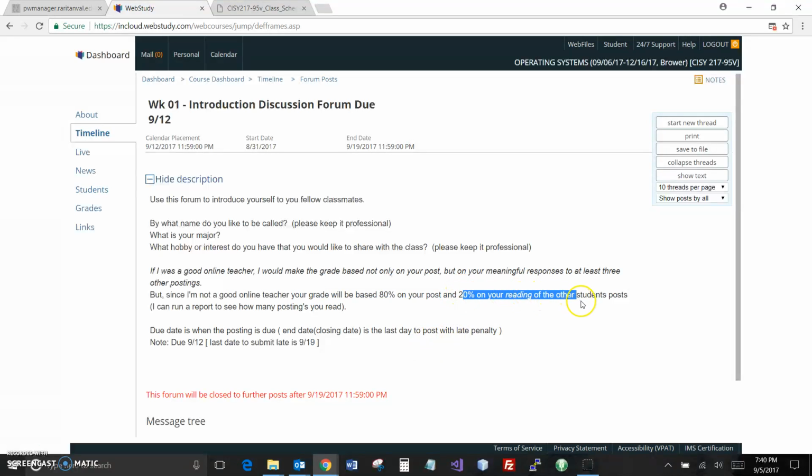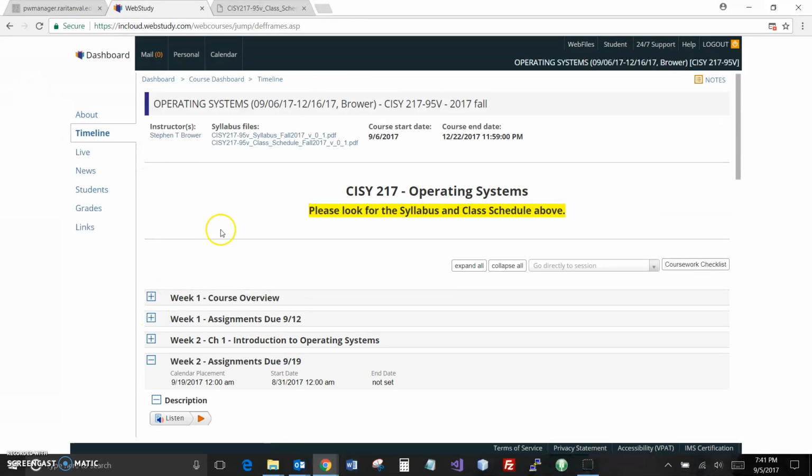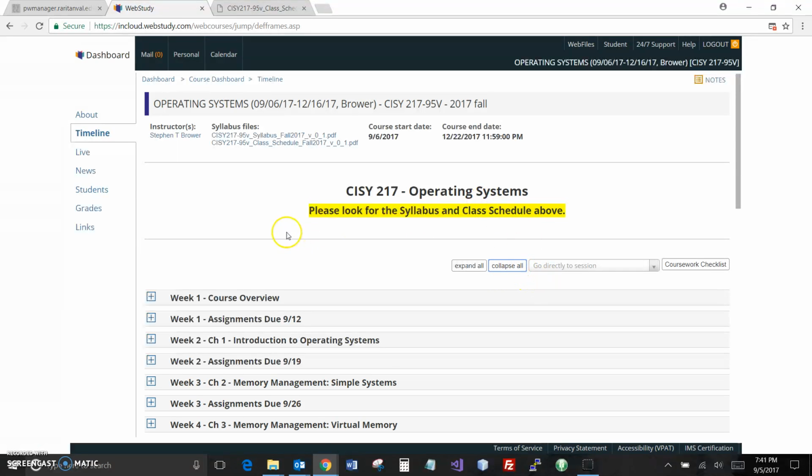20% of your grade for the forum is on reading other students, not writing. Other teachers want you to post, and your grade is based on 2 meaningful posts. I'm looking for that you actually read the other student posts. So this is where, for those that have used WebStudy before, this is a huge deviation in terms of the way normal teachers do things.